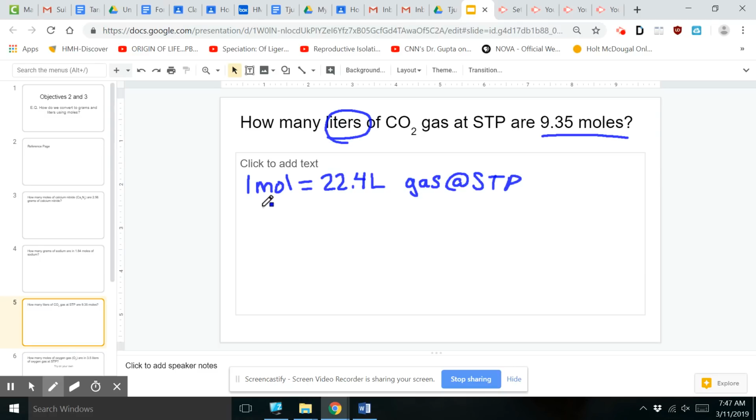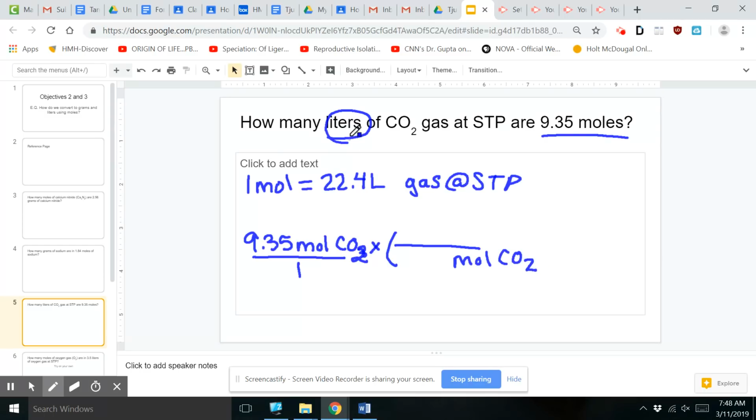We will only be looking at liters of a gas at STP, so you don't have to worry about us tricking you there. Similar to the math, you're going to start out with your 9.35 moles. Again, make sure you're putting the substance. You may be asking, do I have to do it in dimensional analysis? You do have to do it in dimensional analysis, because that's what we're looking at.